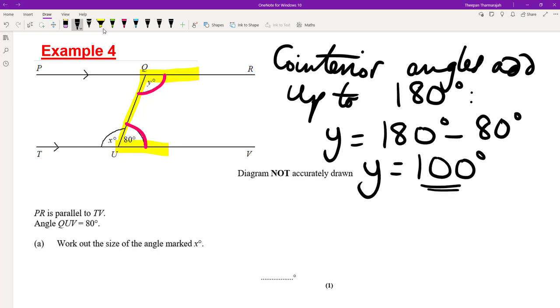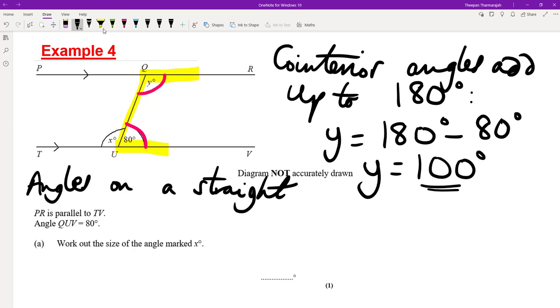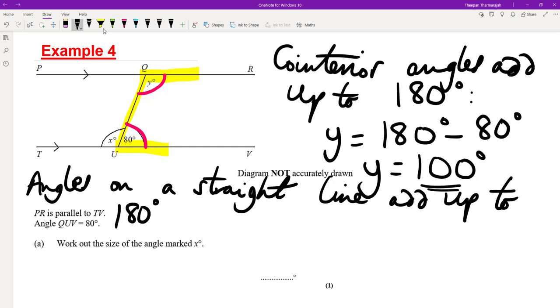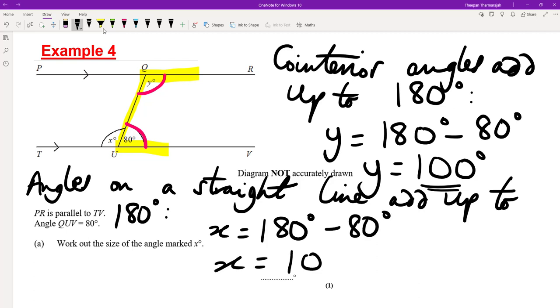And X, that lies in a straight line. So we can say angles on a straight line add up to 180 degrees. So we can say X is 180 degrees minus 80 degrees. So X is 100 degrees.